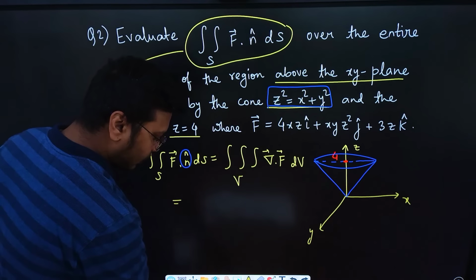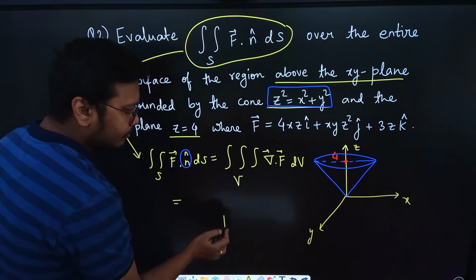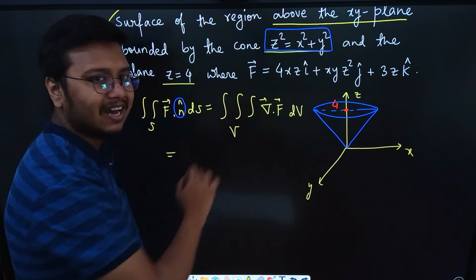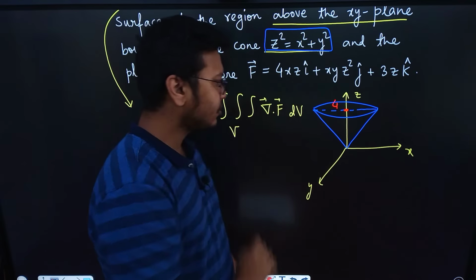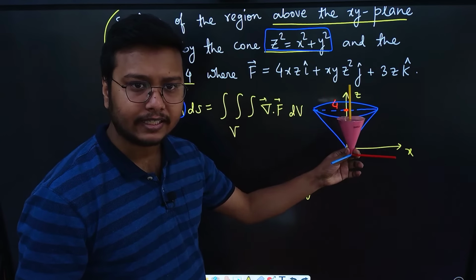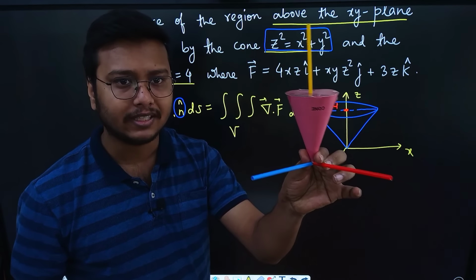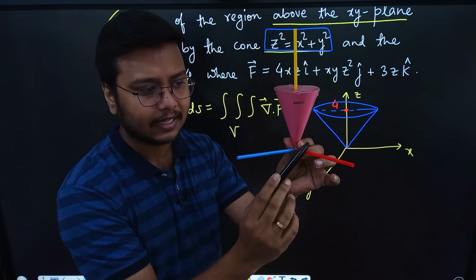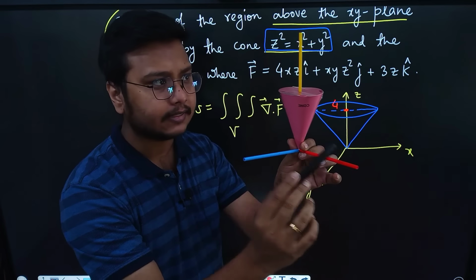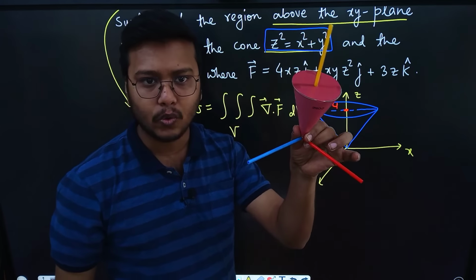Now when I'm talking about a triple integration, the problem is going to be to understand how the limits are going to change. So just imagine the same thing is right over here in front of you. This is the cone that we are talking about. Imagine the blue one is the x-axis, the red one is the y-axis, and this coming up is the z-axis. So you have the cone like this.